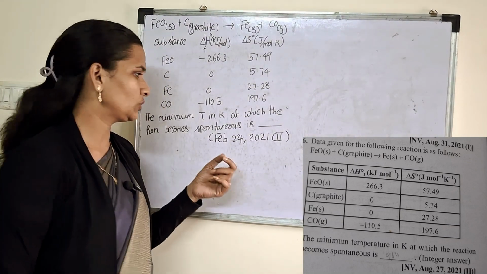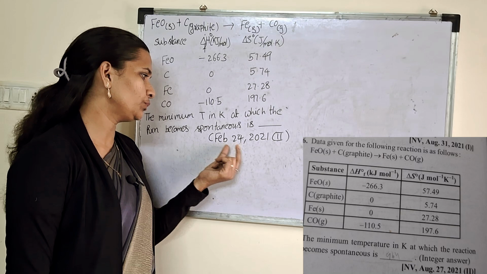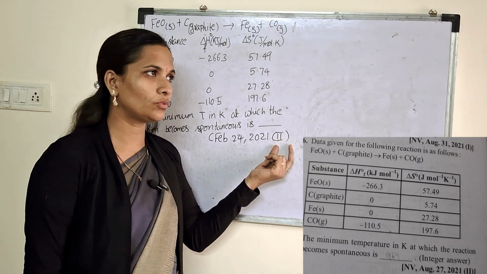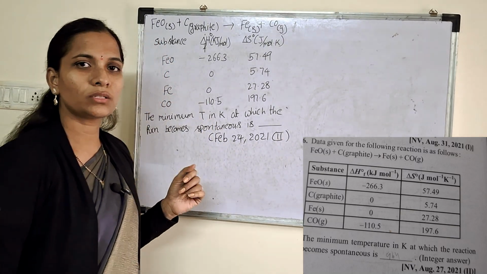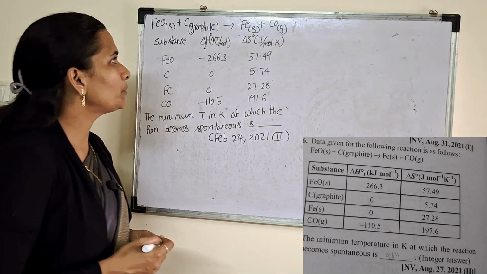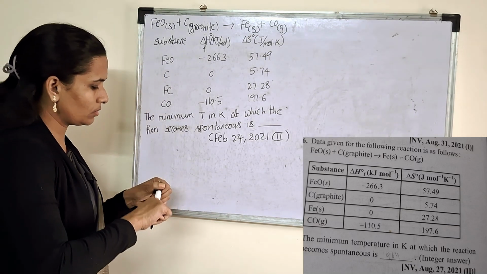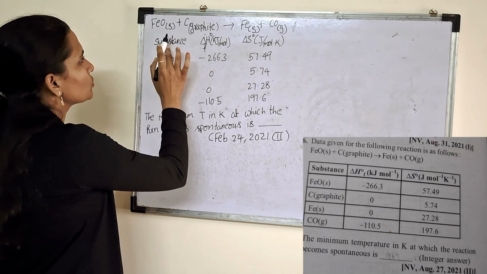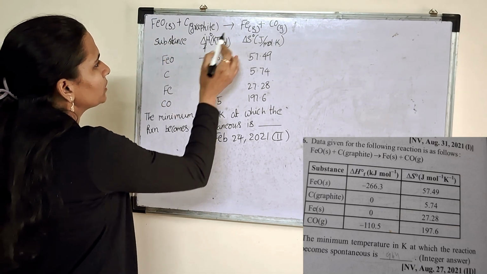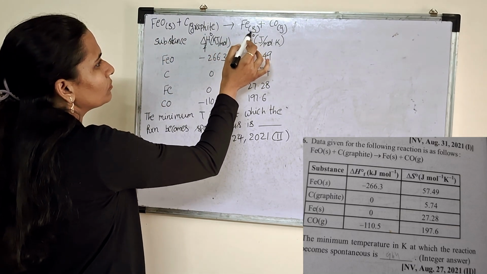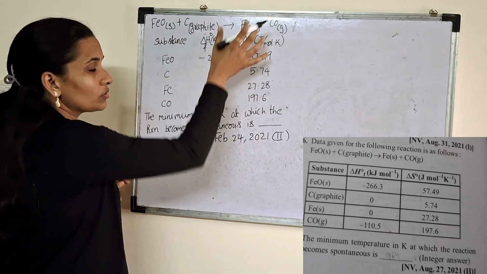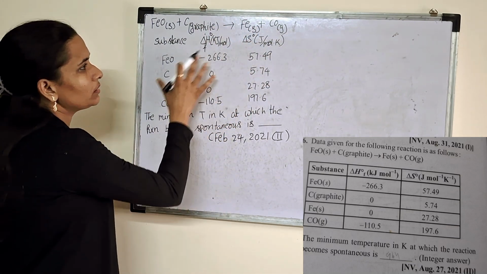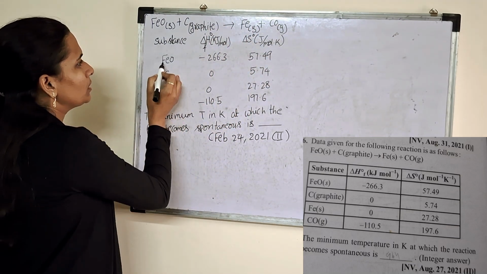Good evening, students. Today's question is from February 24th, 2021, shift 2, and it belongs to thermochemistry. Now coming to the question, they have given the equation FeO solid plus carbon graphite gives Fe solid plus CO gas. So they have given the reaction, and some values are also given.